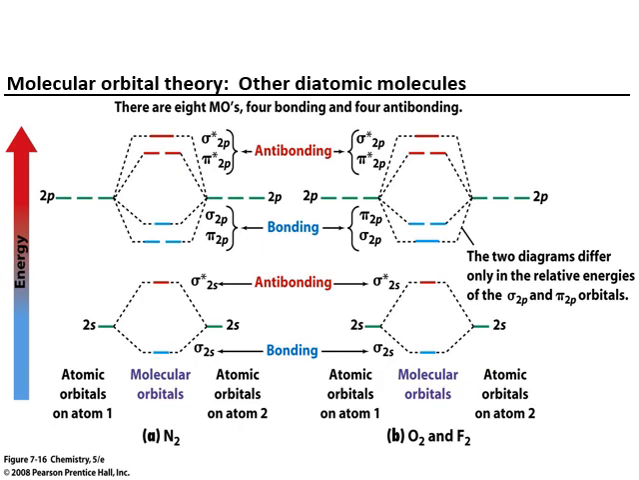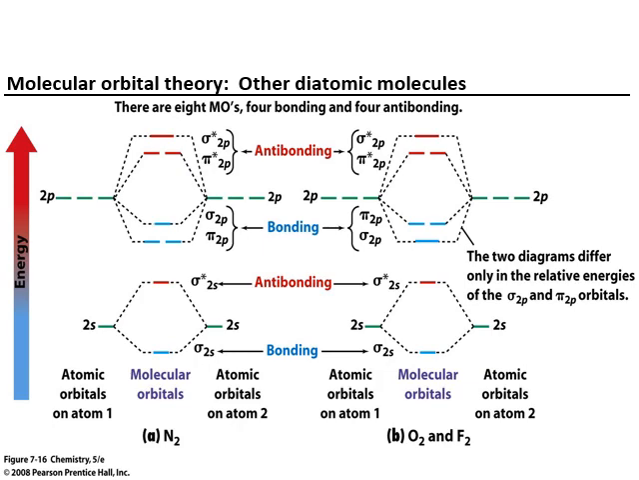And there's a picture of that in your lecture notes that I didn't transfer over. All right, what would the bond order be? Well, it would be 2, 4, 6, 8 in the blues minus 2, 4 in the reds. So 8 minus 4 is 4. 4 divided by 2 is 2. So O2 has a double bond. F2 has a single bond. N2 has a triple bond.